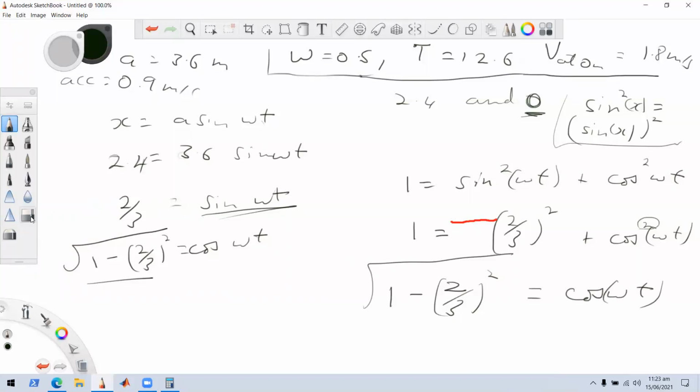I've got just one question. Please go through with us how we got that sine wt is equal to 0 when we find that it is equal to 1.